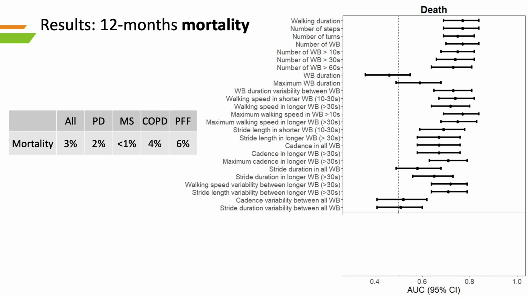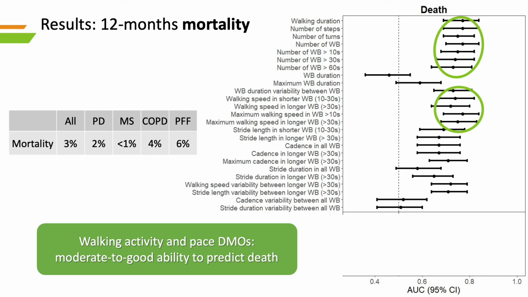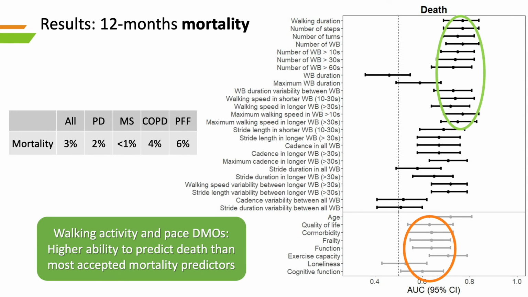So we have done this with all DMOs and for some of the outcomes. And in this figure, I'm going to guide you through the prediction of mortality. During the first 12 months of the project, we had 3% of people who died. Some of the DMOs, and these are the walking activity, volume and pattern, and the PACE DMOs, have moderate to good ability to predict death. More importantly, they have higher ability to predict death than the most accepted mortality predictors. This is age, quality of life, comorbidities, frailty, function, exercise capacity, loneliness, or cognitive function.